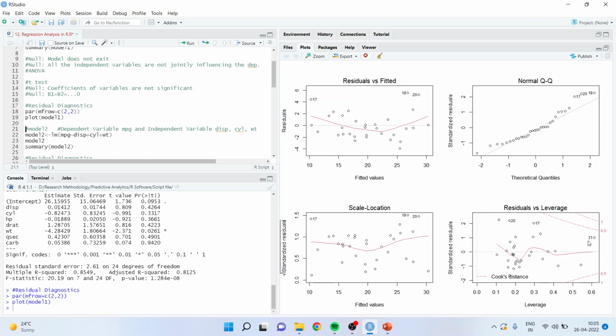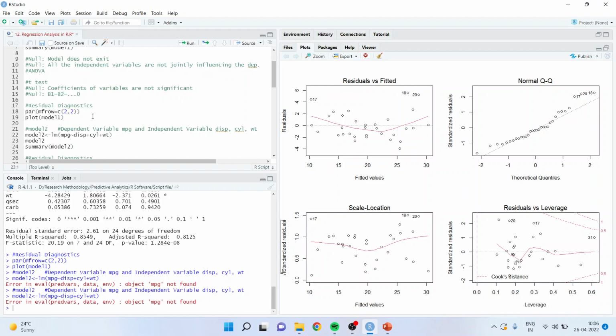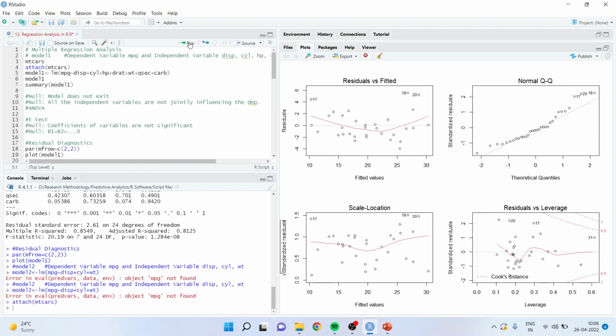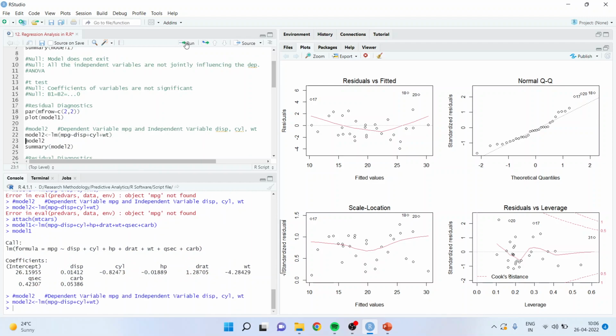But to make the model better, let us use another model in which all those variables which were insignificant, let us remove them. So how will we remove them? The highly insignificant variable, whose p-value is very near to 1, we will start removing first. So I am making another model, model 2. I will run this, attach, run, just a minute, let me run this model 2.